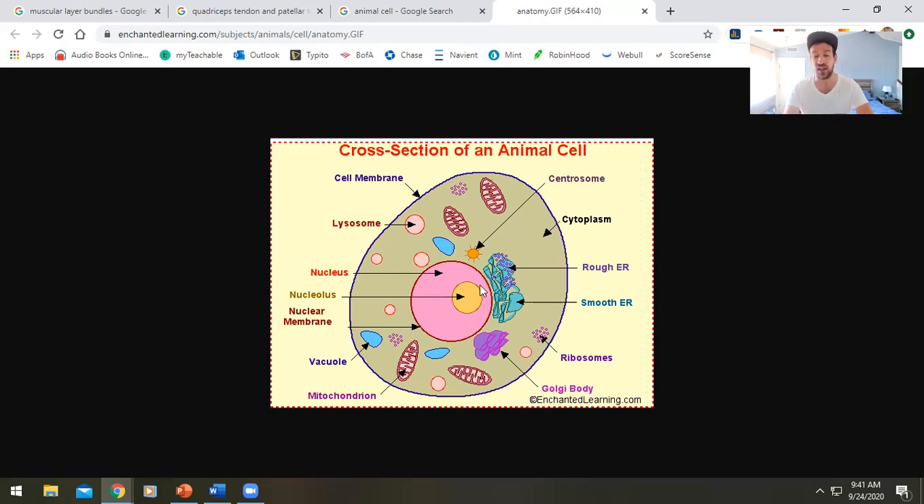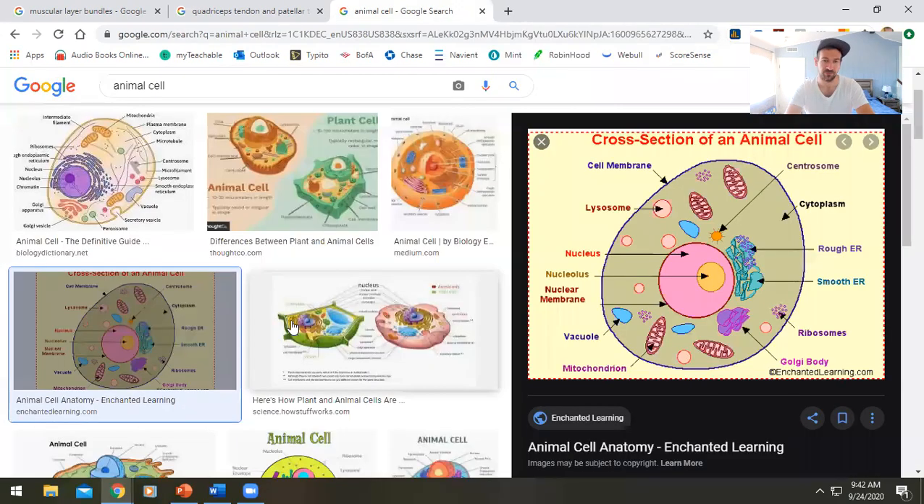And so that's kind of what this whole thing looks like. That's a classic animal cell, okay? You don't need to know most of those terms right now. Let's look at a muscle cell.